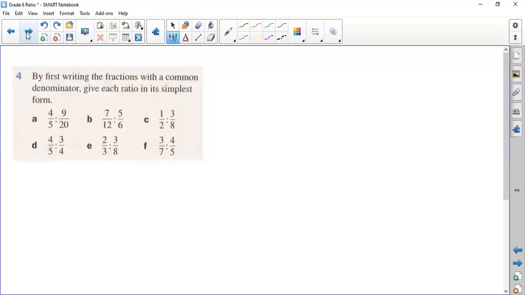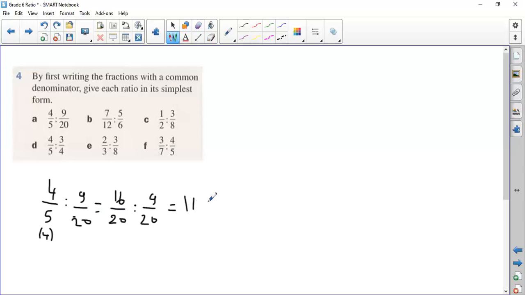Okay, so as we said, to write the ratio when two fractions have different denominators, we have to equalize the denominators. I will do the first one, and then you will continue with the other ones, okay? So 4/5 to 9/20. Okay, so 5 and 20 are different, so I have to enlarge this fraction by 4 to make it /20. It will be the same as 16/20 to 9/20. Okay, so the ratio is what? 16 to 9.